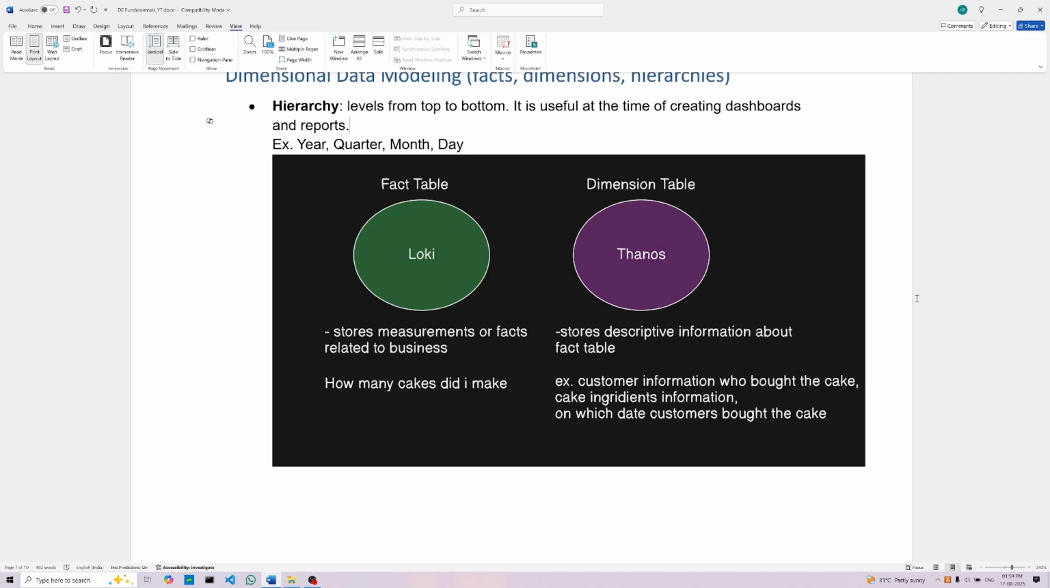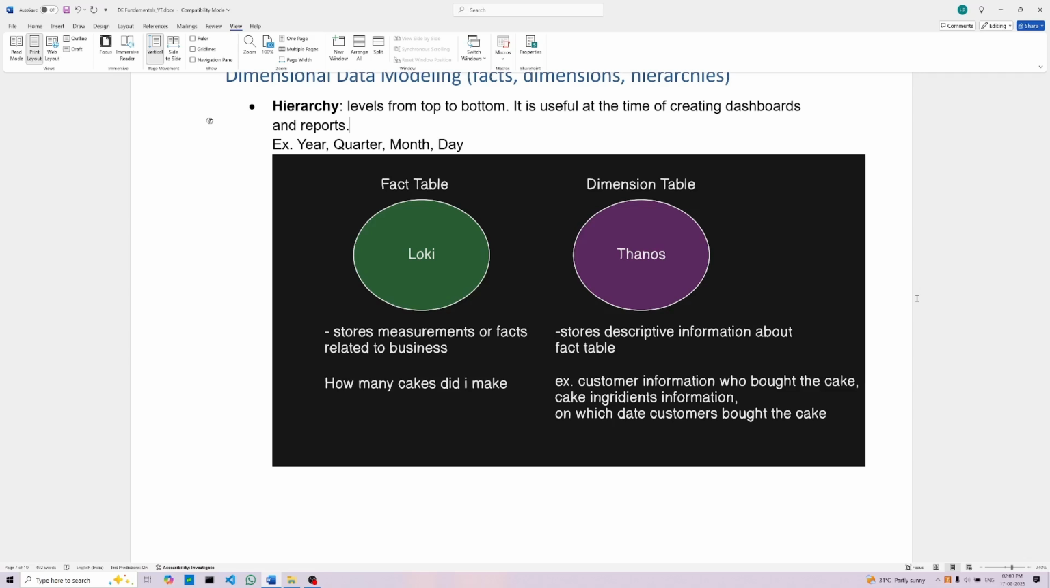Now next is the dimension table. It stores descriptive information about the fact table. Loki says, how many cakes did I make? So in the dimension table, Thanos is saying: which cakes, who bought the cake, what are the cake ingredients, on which date the customer bought this cake. These are the descriptive questions, descriptive information about the fact table. These two characters you can remember, Loki and Thanos.